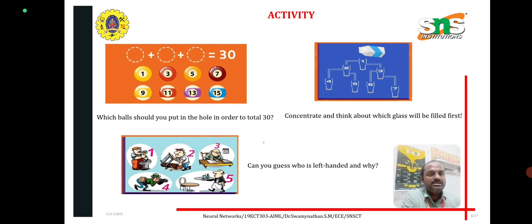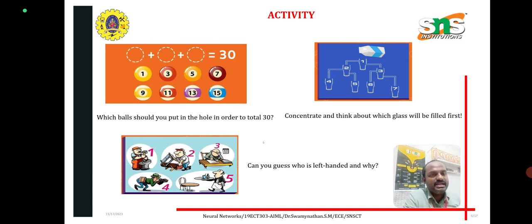The first diagram asks which balls should be put in the hole in order to total 30. Please tell me. Since this is a discussion session, I will say the answer. Look at this: 11 plus 13, and the 9 is reversed, so 9 is converted into 6. So 11 plus 13 plus 6 is equal to 30.